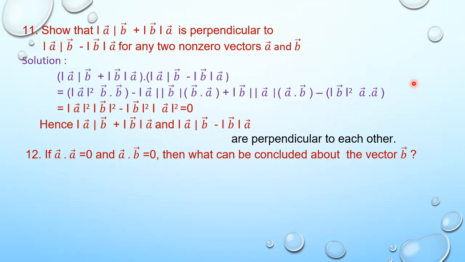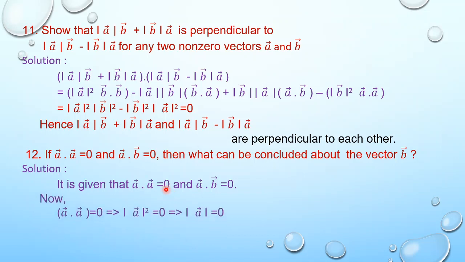So first thing, they have given vector A dot vector A is equal to 0 and vector A dot vector B is also equal to 0. So since you see here, vector A dot vector A is equal to 0 means vector A dot vector A is nothing but square of its magnitude. Correct? Square of its magnitude.